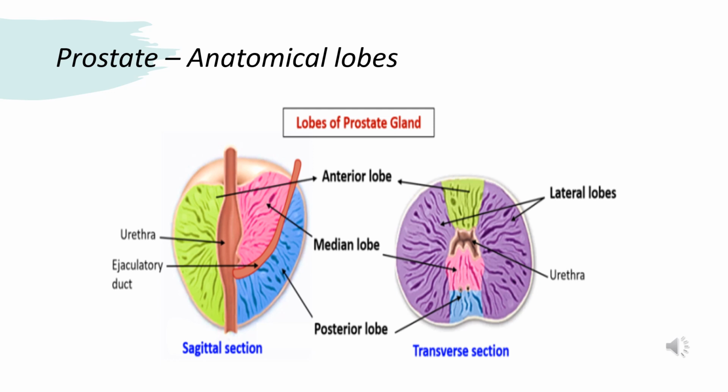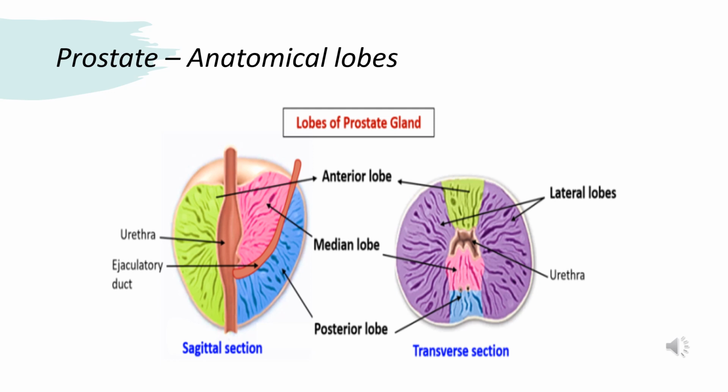The 2 lateral lobes lie on each side of the urethra. On the posterior surface of the prostate, the 2 lateral lobes are separated from each other by the posterior median sulcus. The lateral lobes contain some amount of glandular tissue and therefore adenoma of the prostate gland may also arise from the lateral lobes.